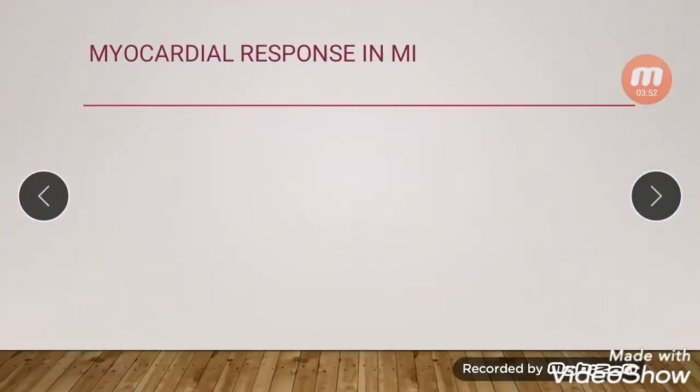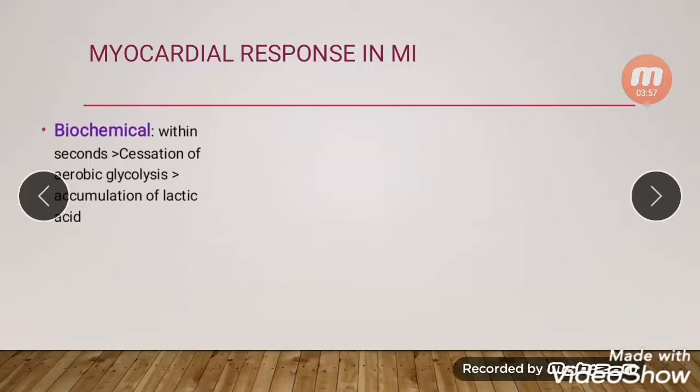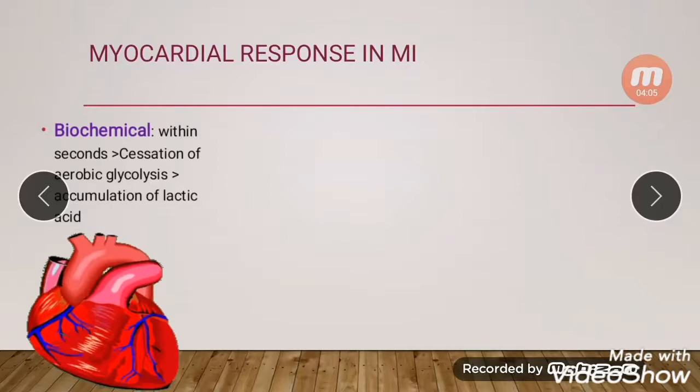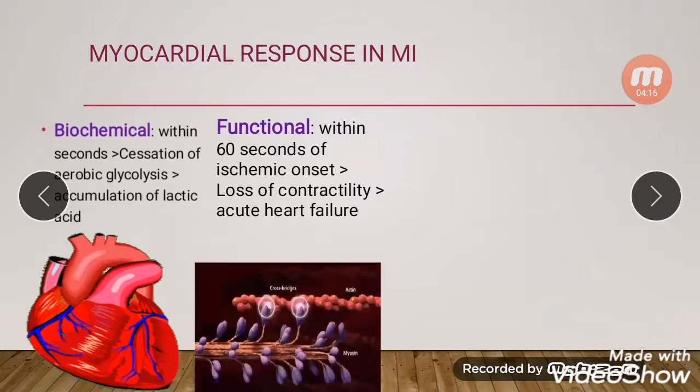Now, we will talk about the myocardial response in MI. The first response is the biochemical response. Within seconds, we will see cessation of aerobic glycolysis, and as a result, accumulation of lactic acid. The second response is the functional response. Within 60 seconds of ischemic onset, we will see loss of contractility, and as a result, acute heart failure.